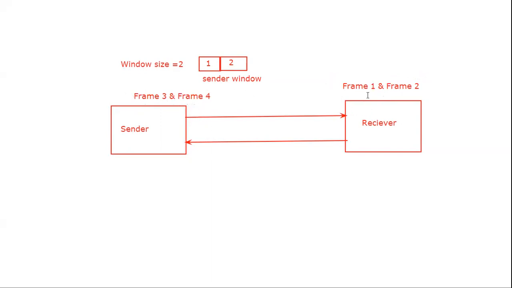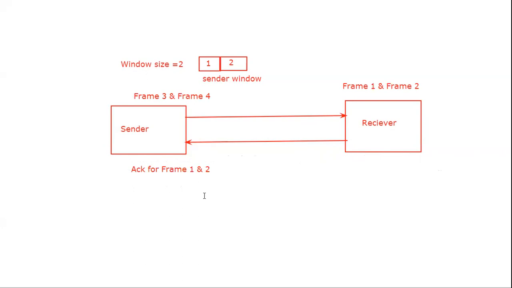Now the receiver has received frame 1 and frame 2. Once he receives that, what will he do? He will send an acknowledgement. That acknowledgement will move from the receiver to the sender, and this acknowledgement is for frames 1 and 2. This is how the communication is happening.